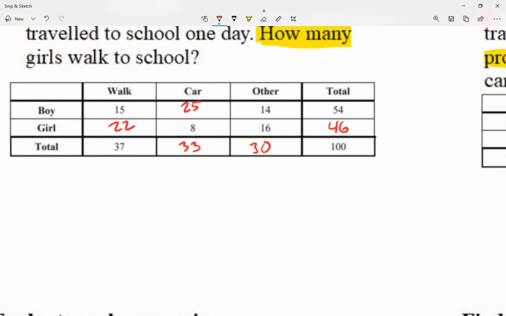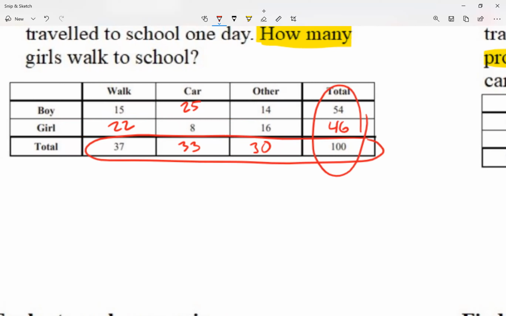And a way I can check my work is I look at this column. 54 plus 46 has to equal 100. Yeah, that's good. I also check this row. 37 plus 33 plus 30 is equal to 100. Okay, that works. So I have all my information correct.